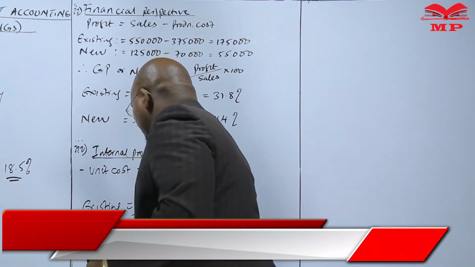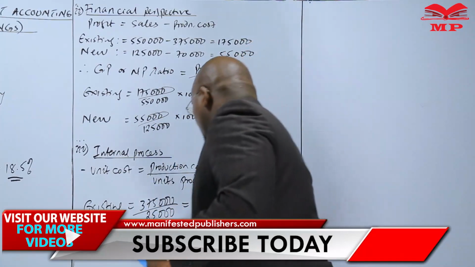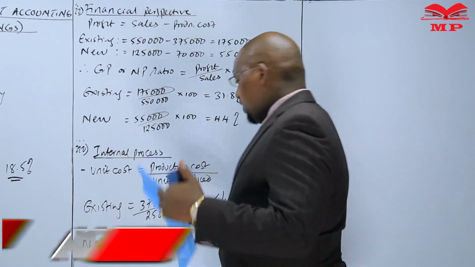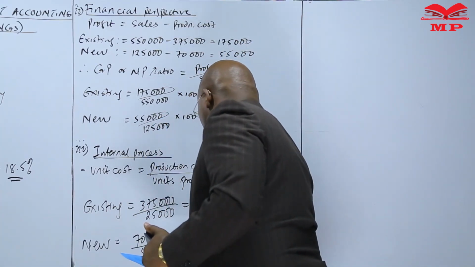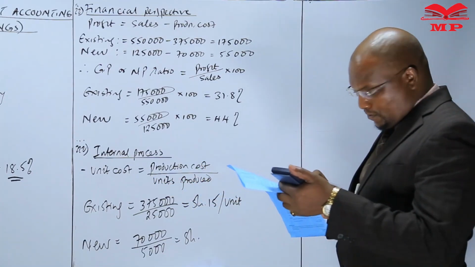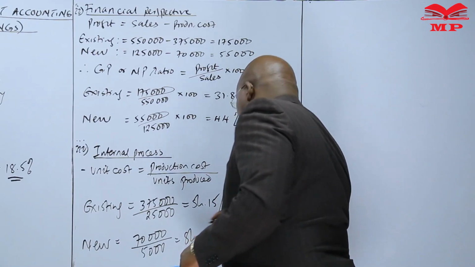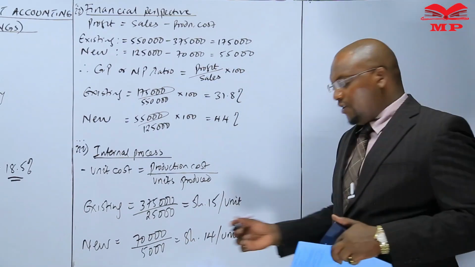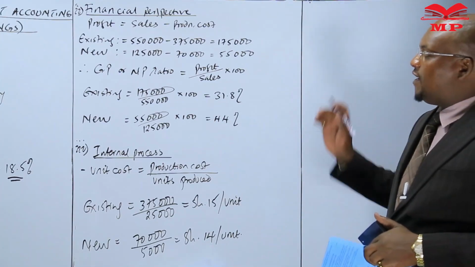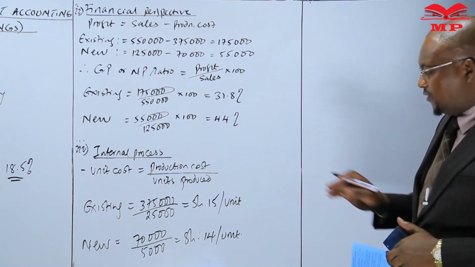Then the new. The production cost of the new is actually 70,000. The units produced of the new is 5,000. So this is going to give us 70 divided by 5. This is shillings 14. So we can say by now that the new product has a lower cost per unit and even a higher margin. So that is a good thing. So for the financial and the internal, we are doing good because the new has actually better results.